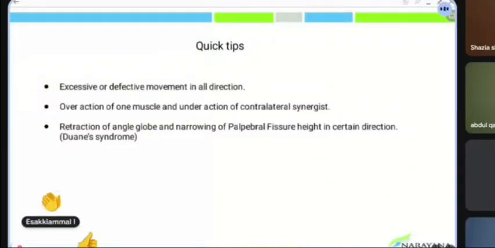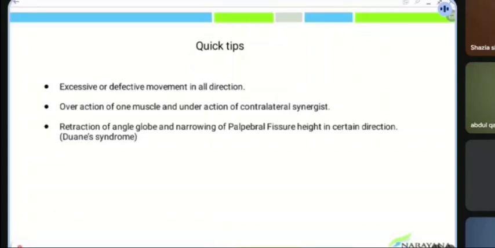As a quick tip, excessive and defective movement in all directions can be easily assessed with this extraocular motility or version test. And if the action of one muscle is overacting, the other muscle will be having an underaction. That is, the contralateral synergistic muscles: when one eye is weaker, the other muscles will be taking part in overacting to compensate for the muscle reactions.